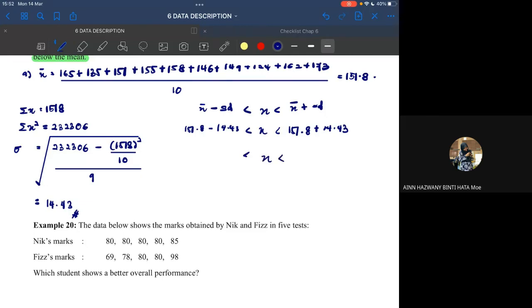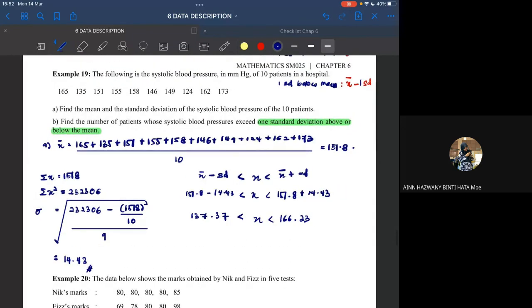What's the value on the right hand side here? 166.23. On the left hand side here? 137.37. Okay. So, 1 standard deviation above or below the mean is dalam range yang ini, antara 137.37 ke 166.23.